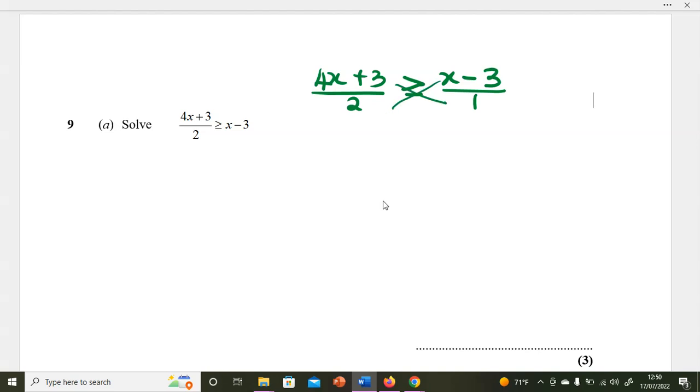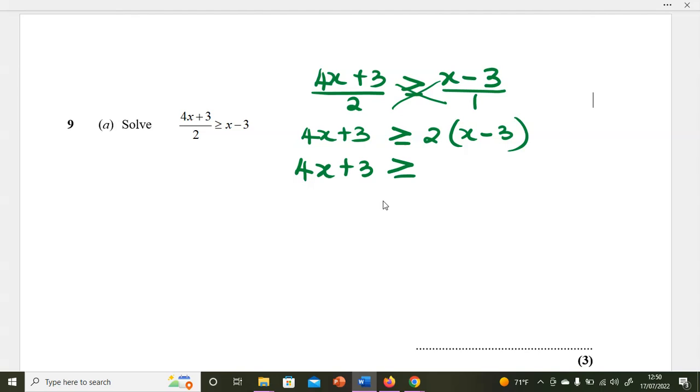Next step is to cross multiply. So that will be 4x + 3 is greater than or equal to 2(x - 3). I'm going to expand this now. That would be 4x + 3 is greater than or equal to 2 times x is 2x, minus 2 times minus 3 is minus 6. So the next step will be to add 6 to both sides.